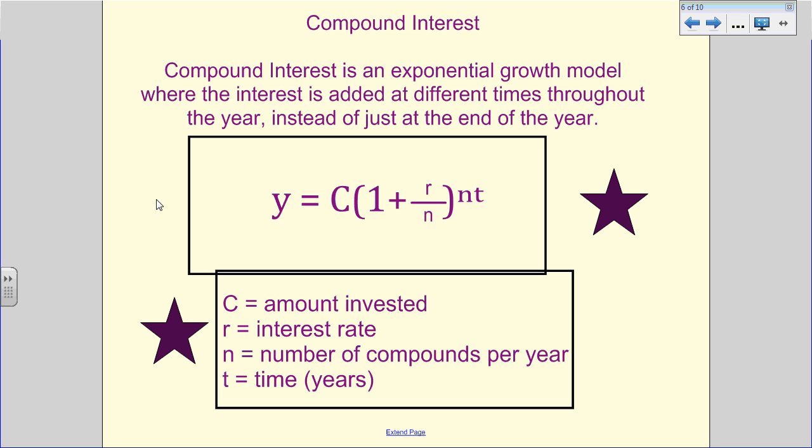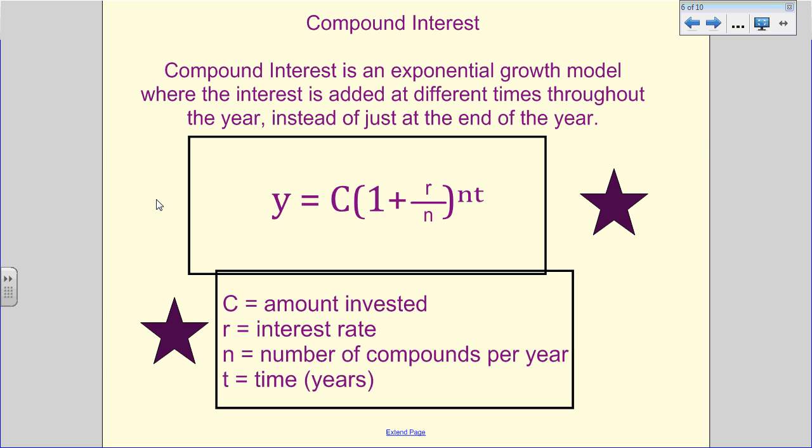So we're going to see things compounded quarterly. How many times do you think we compound something if we do it every quarter? Well, how many quarters are in a dollar, ladies and gentlemen? 4. So if I compound quarterly, n is going to be 4. What about semi-annually? How many times per year is something that's semi-annual? Twice per year. All right.